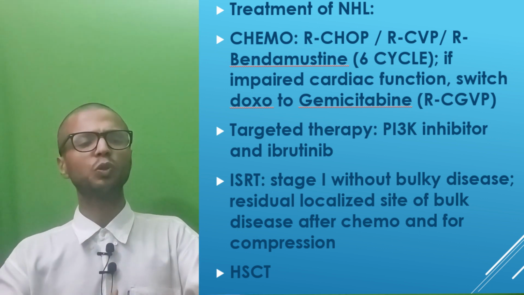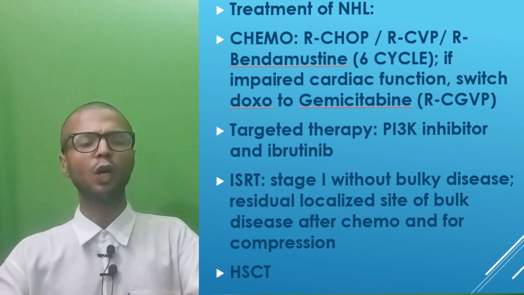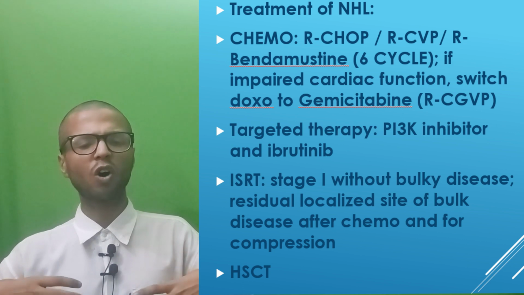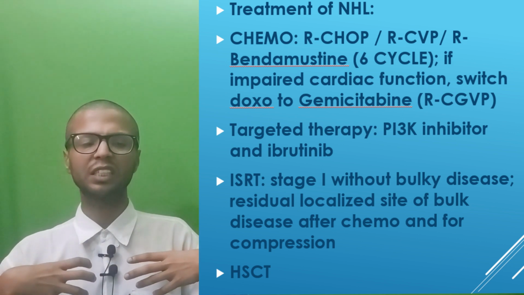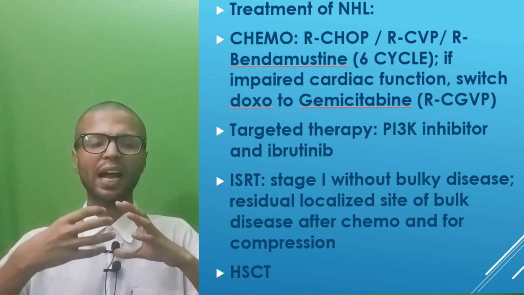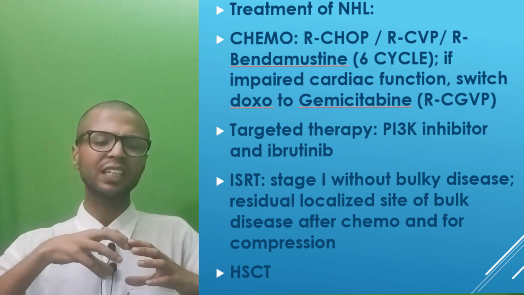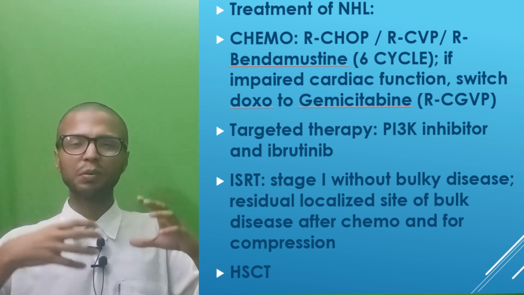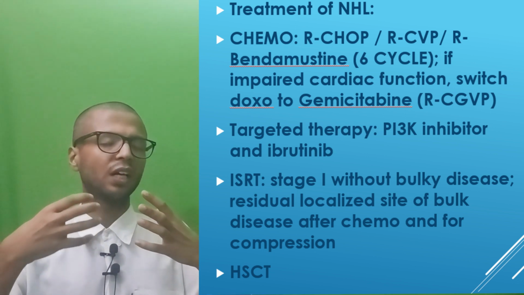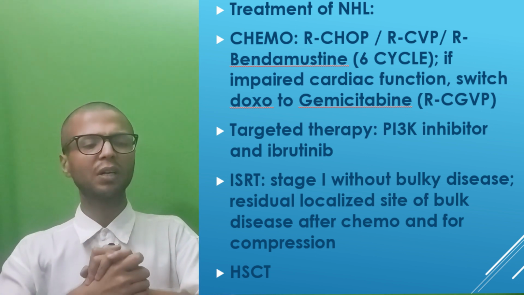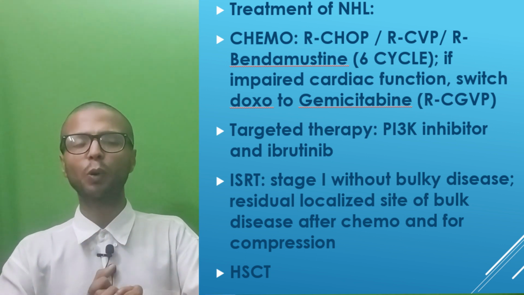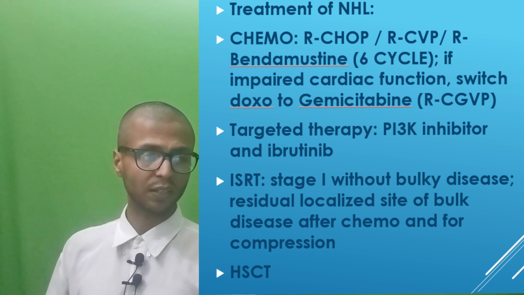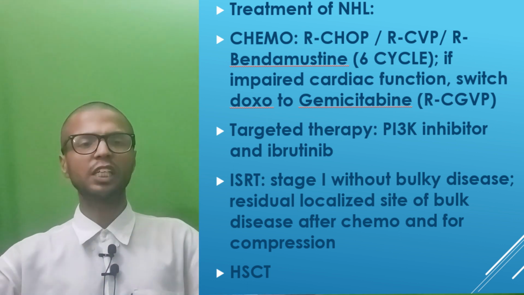And ISRT, which stands for involved site radiotherapy, we give if the patient has stage 1 without bulky disease or residual localized site of bulk disease. Even if there is bulk disease and it is localized, then we can give involved site radiotherapy. And obviously for compression syndromes like spinal cord compression, we can give radiotherapy. And last is hematopoietic stem cell transplant, we give in relapse cases, refractory cases. So we discussed the treatment overview.